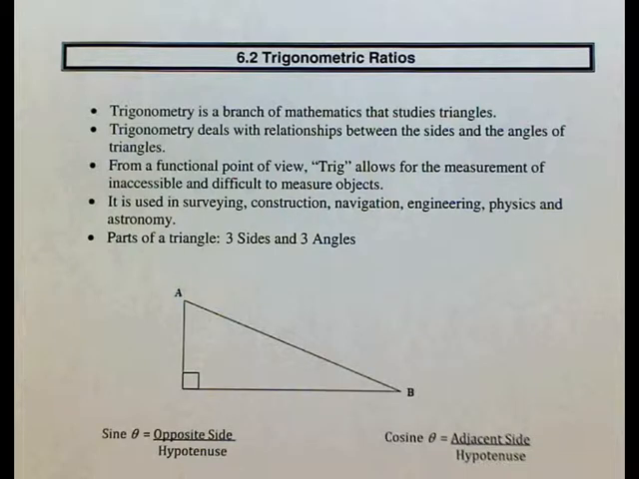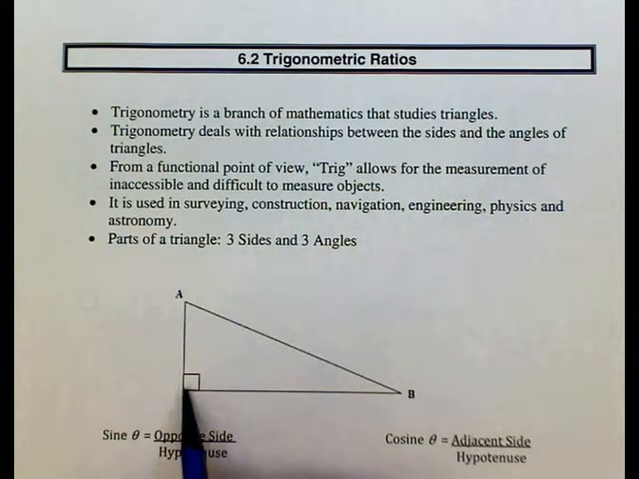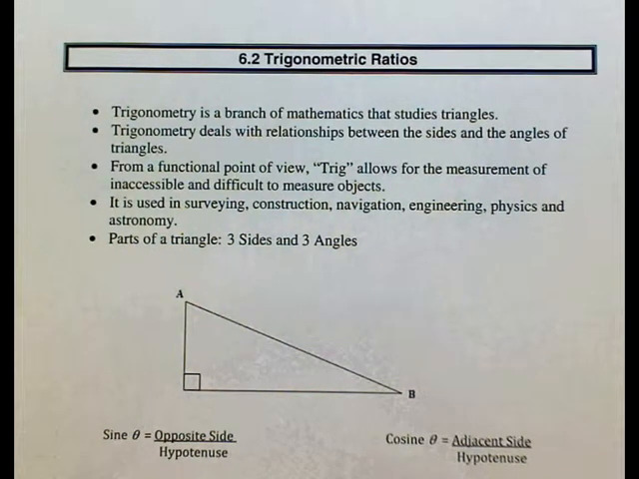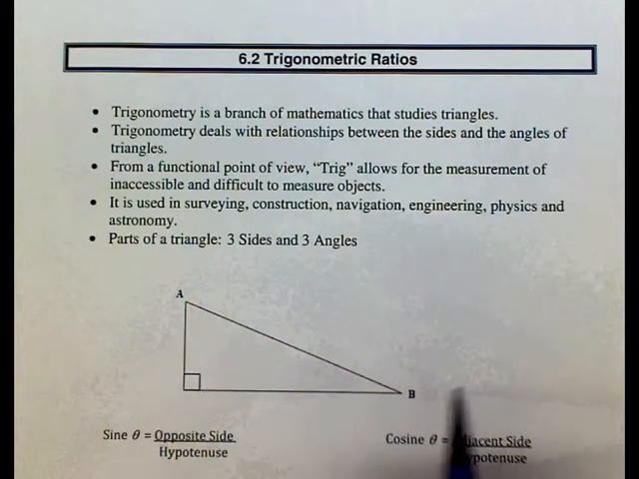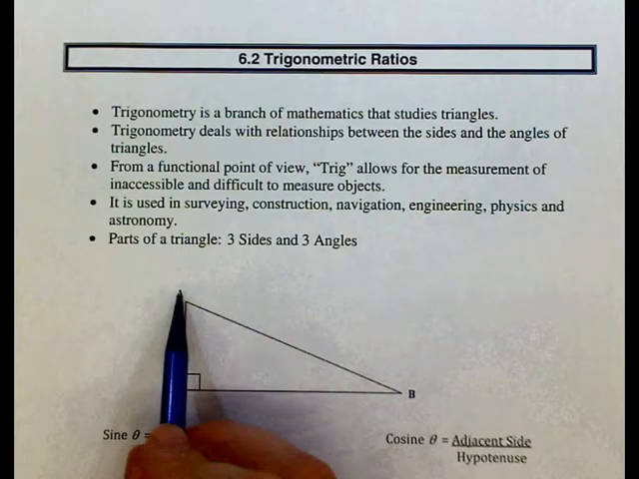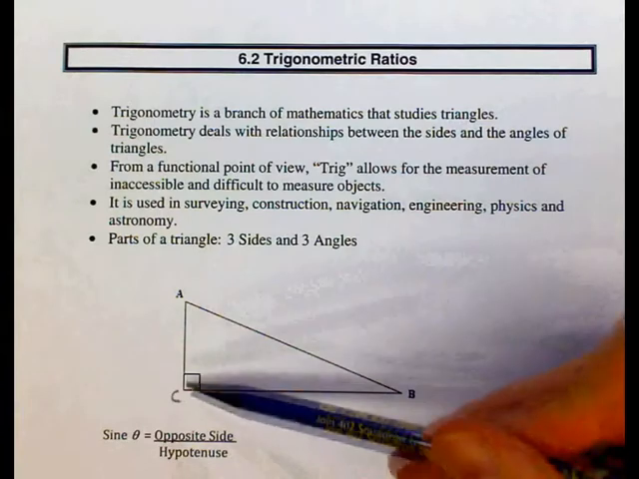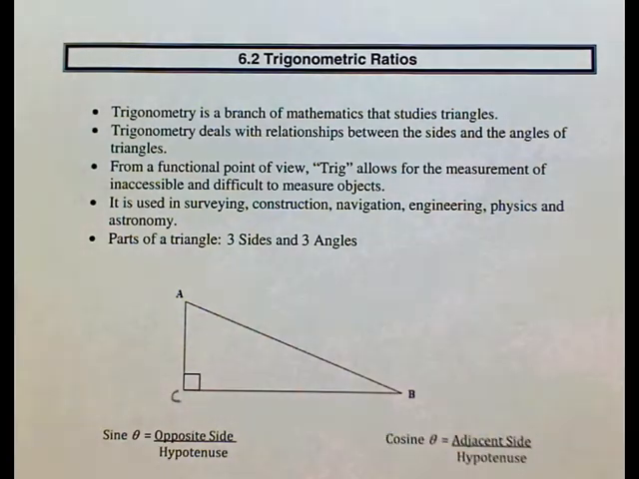Let's start by considering the parts of a triangle. A triangle has 3 sides and 3 angles. Let's start with the easy one, the 90 degrees. This is the 90 degrees that makes our triangle a right angle triangle. We've got angle A, we've got angle B. Notice how they're labeled outside of the angles. We'll call the 90 degree angle C. So our 3 angles are A, B, and C.